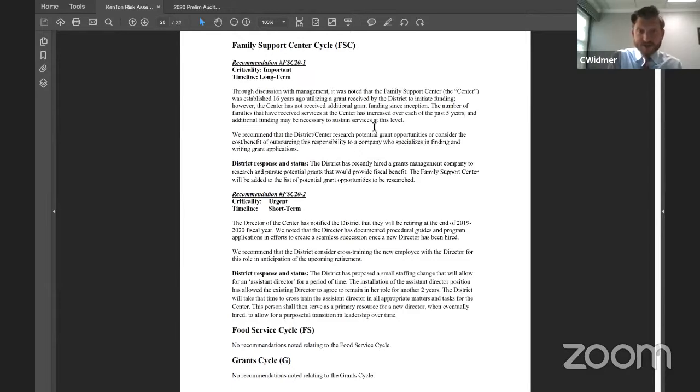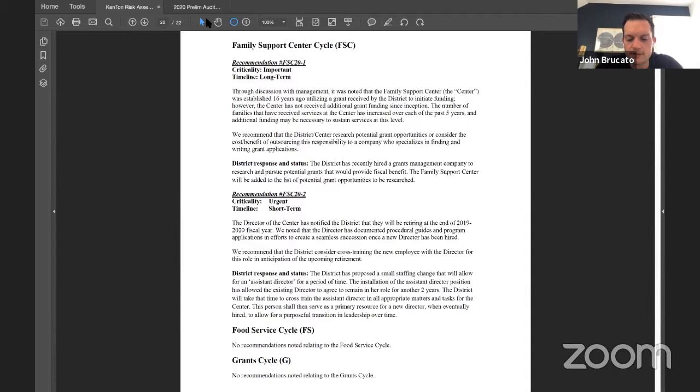As you can see in the district response and status, the district said they were going to hire a grants management company to perform this job function. Essentially, the staff that was hired at the district, this was something outside of their realm, or they didn't have the capacity or the time to do it. John, is there any update on the progress? I know it's kind of a tough time to note any new progress in something like this, but did you have a comment?